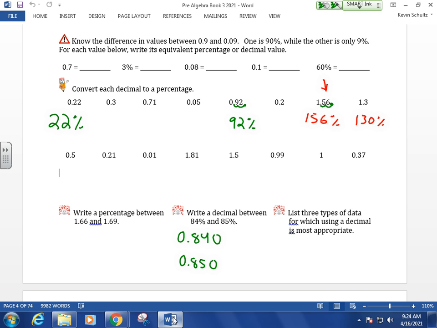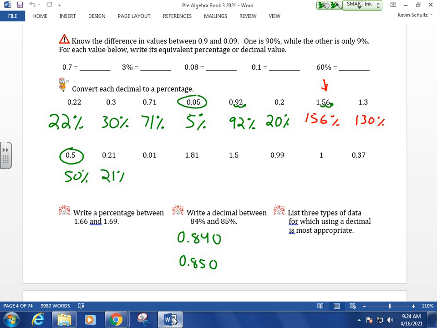0.22, 22%. 0.3, 30%. 0.71, 71%. 0.05, 5%. 0.2, 20%. Bottom row, 0.5, 50%. So different from the 0.05 we had up here versus 0.5 here. One is 5%, the other one is 50%. It depends on where that 0 is.